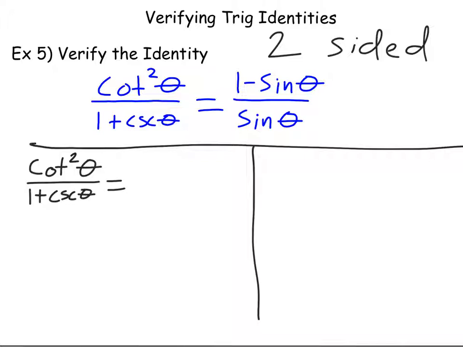And as I'm doing this, what I'm thinking of is, can I get as far as I can? Okay, I'm not expecting to get to the right side. 1 minus sine divided by sine. I don't think that's going to happen. Okay? On the top here, I can do cosecant squared minus 1. That's from a Pythagorean identity. And on the bottom, I still have 1 plus cosecant. Okay?